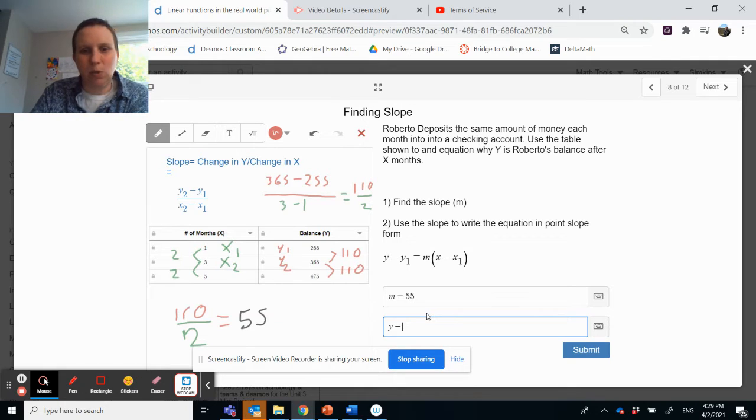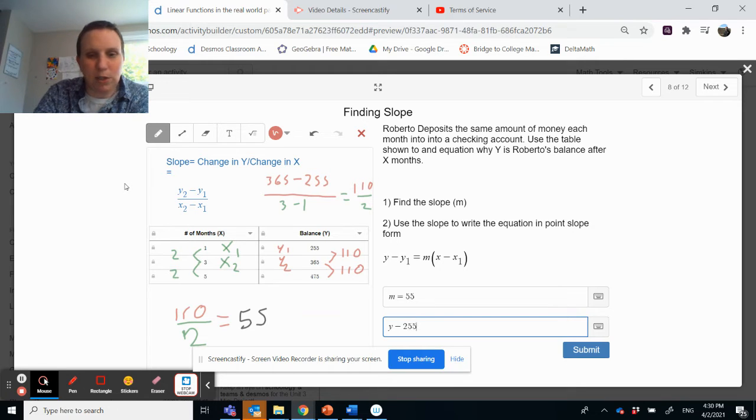So y minus y1, again, my y1 is right up here. It's 255. One advantage of point slope form, though, is that I could actually use any of these points. I could use 1 and 255. I could use 3 and 365. I could use 5 and 475, and those would all be correct.